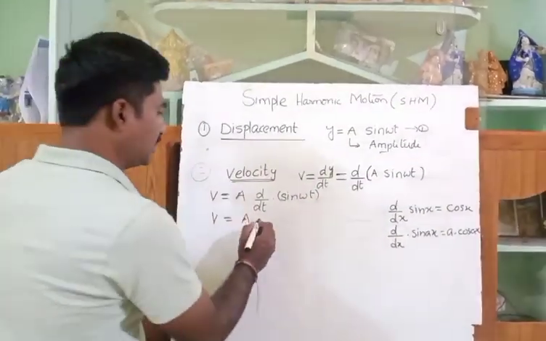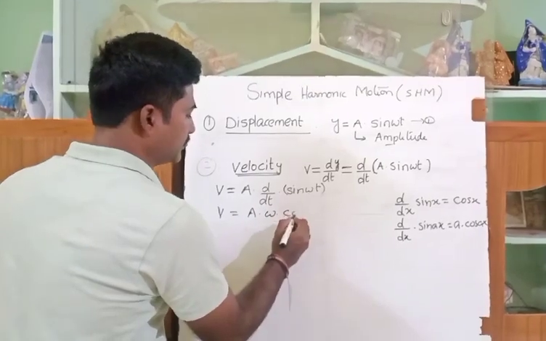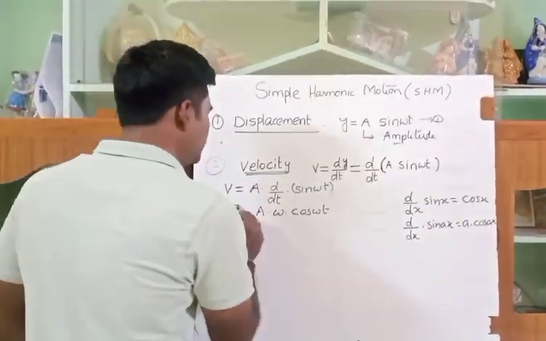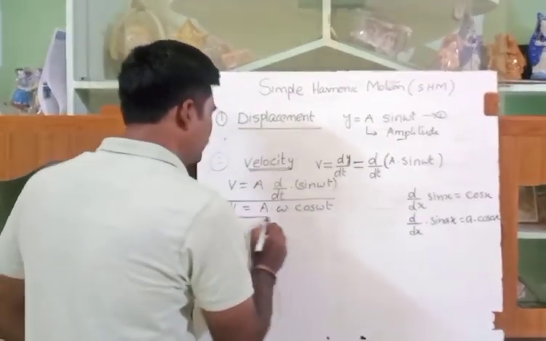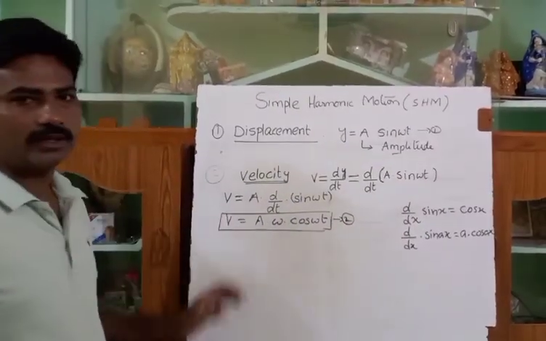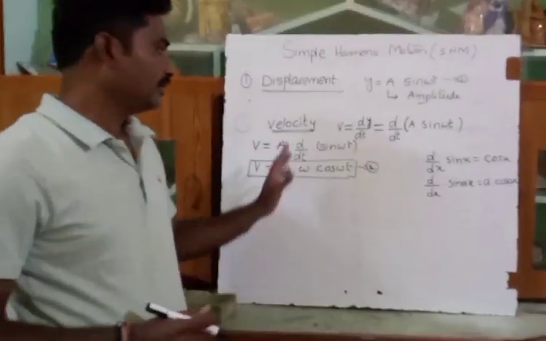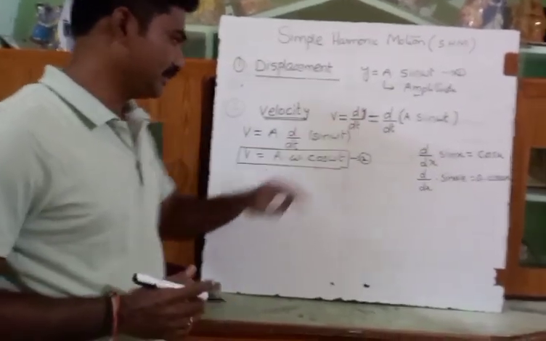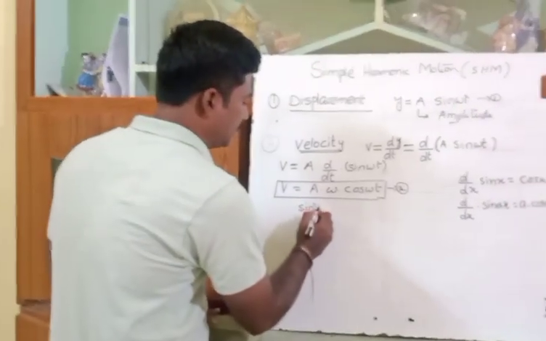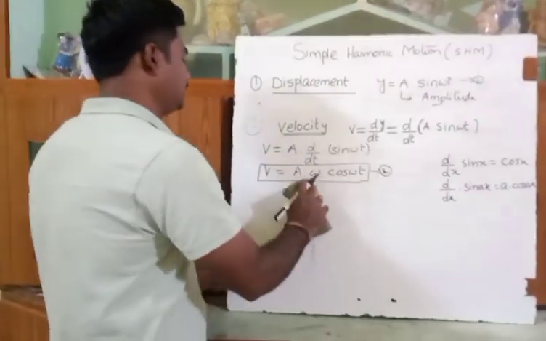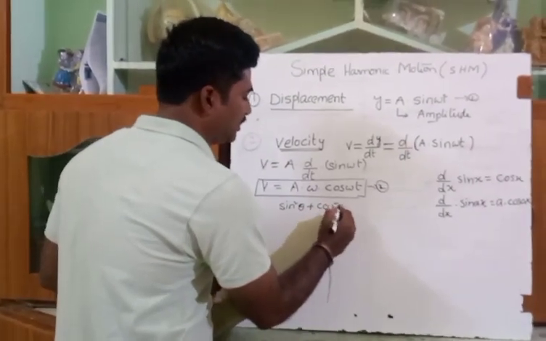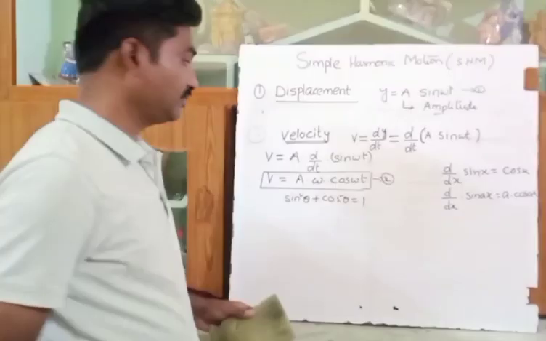Now differentiating, we get a omega cos omega t. This is a very important equation, velocity equation number 2. The velocity of the particle can also be obtained in terms of displacement. See this: as we know, taking theta to understand, sin square theta plus cos square theta is equal to 1.